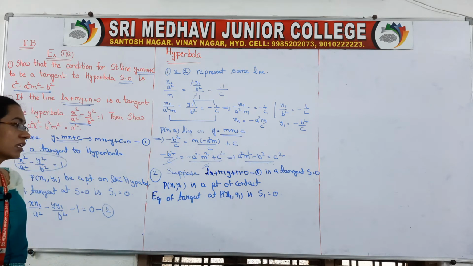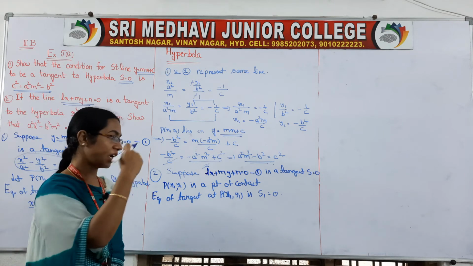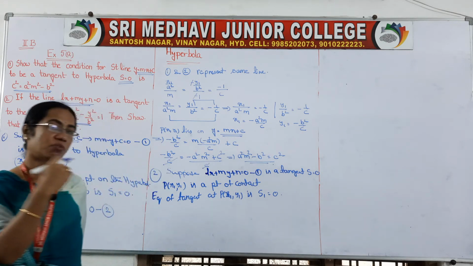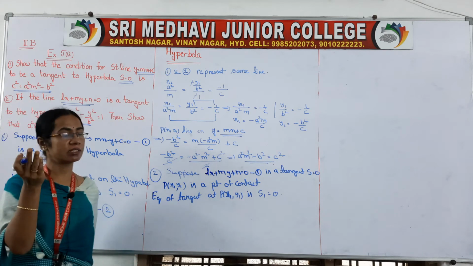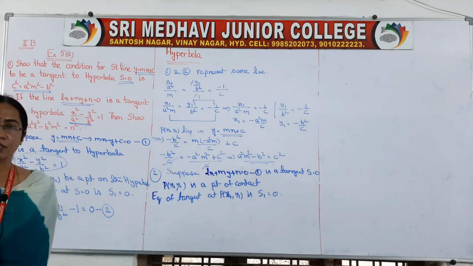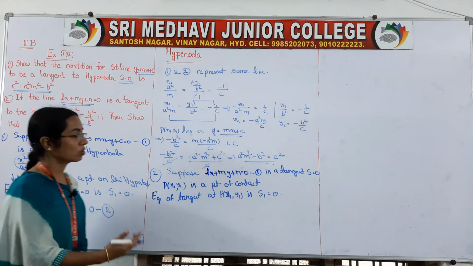So x1 and y1 is the point. At this point we have to find the equation of the tangent to the curve hyperbola S is equal to 0, which is S1 is equal to 0. So come on, S1 is equal to 0 to the hyperbola.